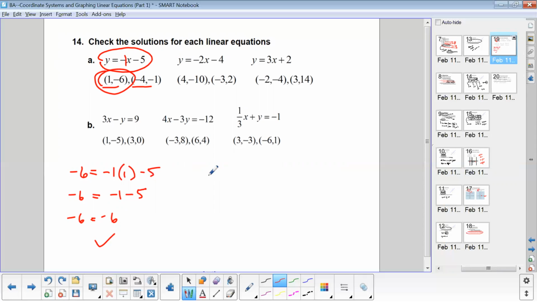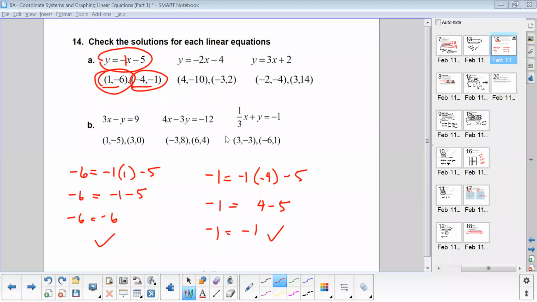So let's try the second one. -1, I substitute the -1 for the y value. -1 is my slope. I'm going to substitute -4 in for x and minus 5. Negative times a negative is a positive 4. And 4 minus 5 is -1. -1 equals -1. That tells me that both of these ordered pairs come from this linear equation. Now let's take y equals -2x minus 4.